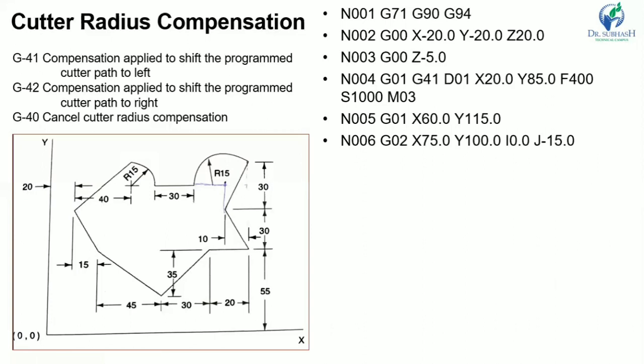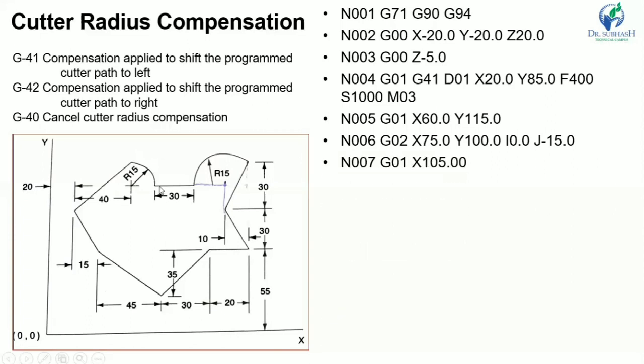Then you can see here the circular interpolation. It will start the circular interpolation from here. X75, so up to here this distance is 75. Y is 100 from here, and I0 and J minus 15. So you can see the radius is 15, so J minus 15, and G02. G02 is the circular interpolation.